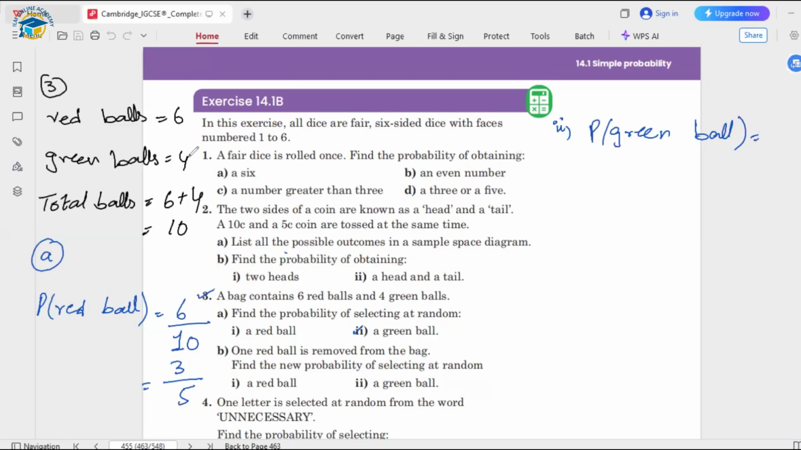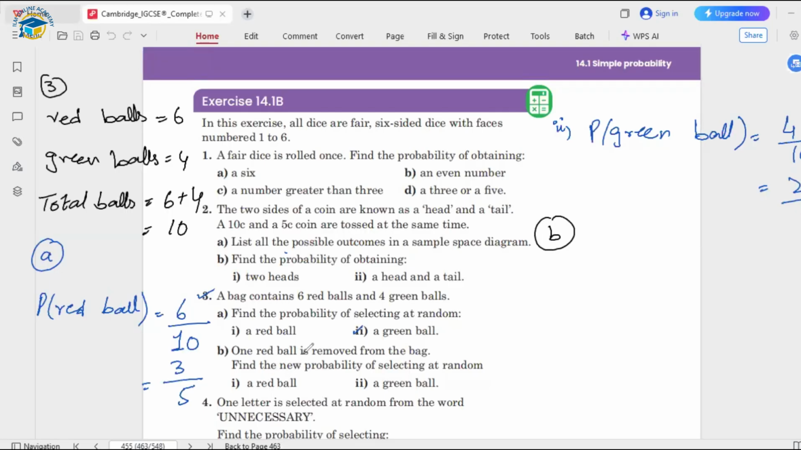So how many green balls are there this time? 4 green balls out of total 10. So 2 times 4 and 5 times 10. So 2/5 is basically the probability of selecting a green ball. So completely A part is done. Next, moving towards the B part.